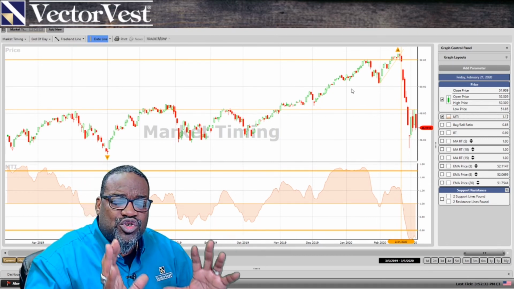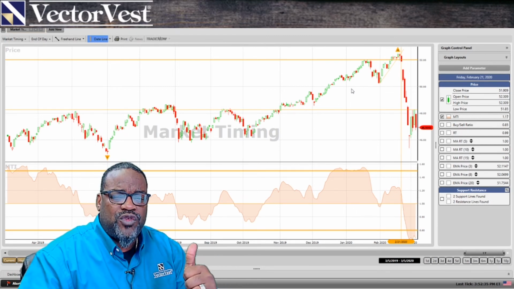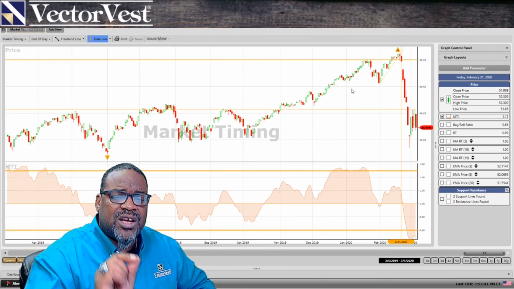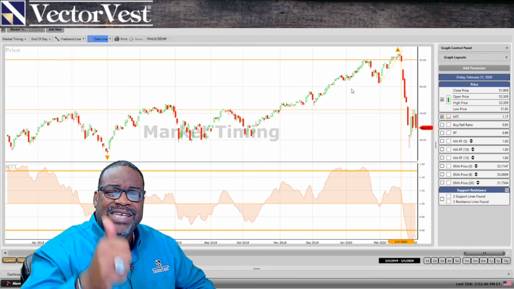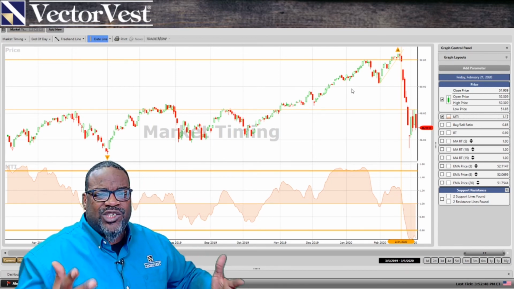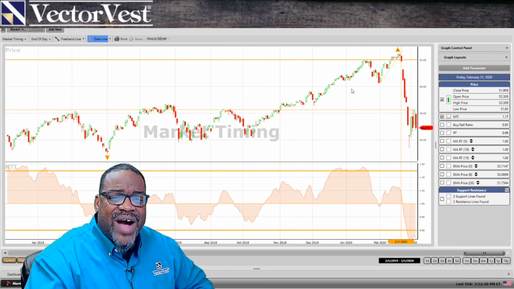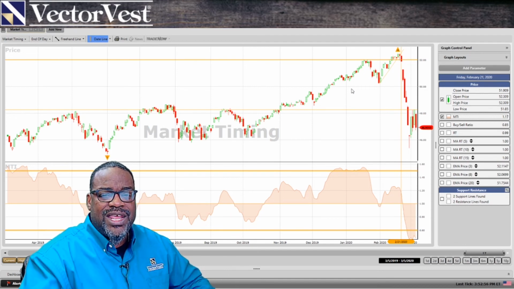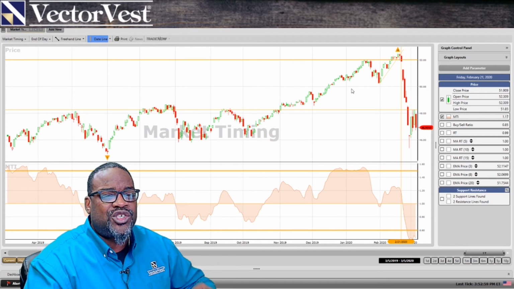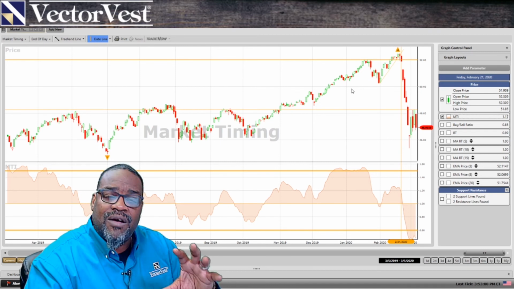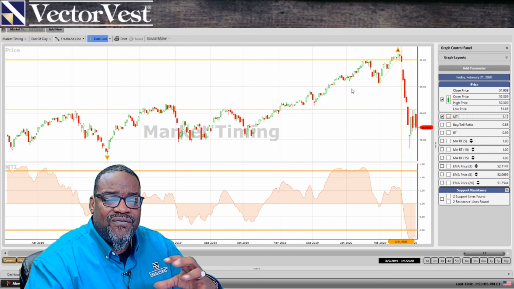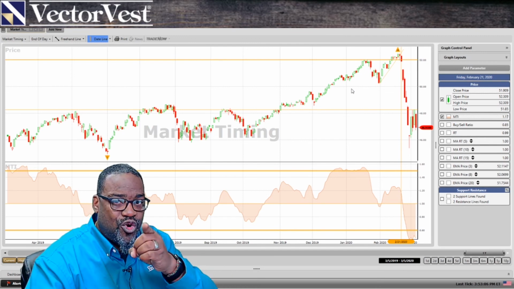Folks, as a subscriber to the software, you have all of the tools, all of the accuracy, and all of the speed to be able to take advantage of the turns in the market to protect your portfolio, capture your gains, and minimize your losses. And that's what it's all about. But VectorVest provides an advantage that no one else can do. And folks, you see it right here. And this video was designed to show you the advantages of utilizing the VectorVest software to protect your portfolio.